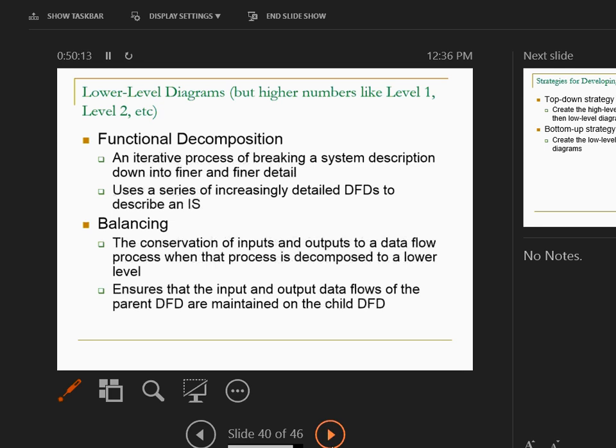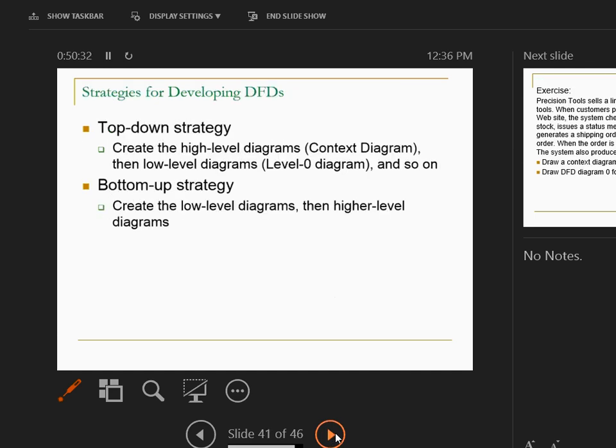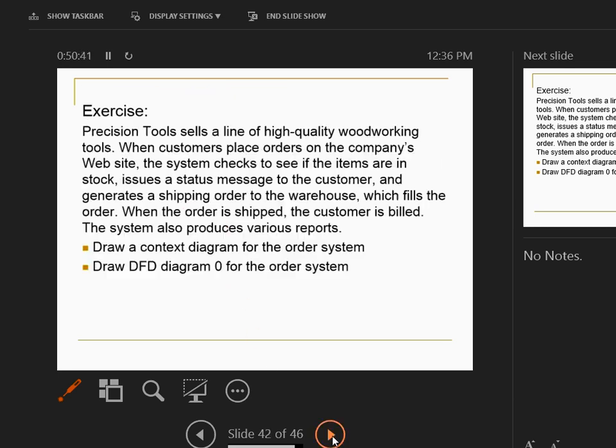How do you eat an elephant? One bite at a time. How do you describe a process? This thing, this thing, this thing. You can't just say, how does it work all at once? That's functional decomposition. The idea of balancing is that the inputs at one level match the inputs at the next level. Kind of conservation of the inputs. How are you going to go about doing it? You start at the top to the bottom, and the answer is yes, right?